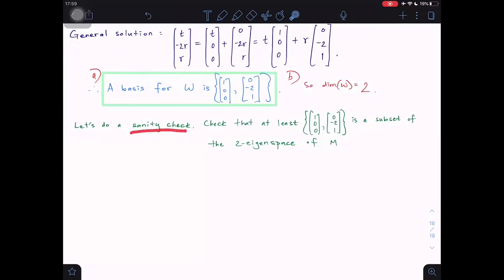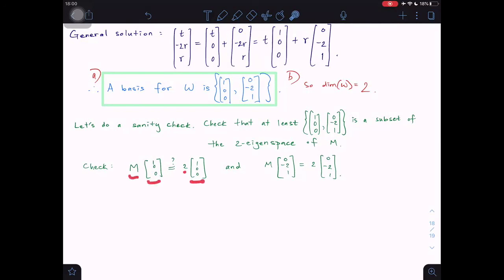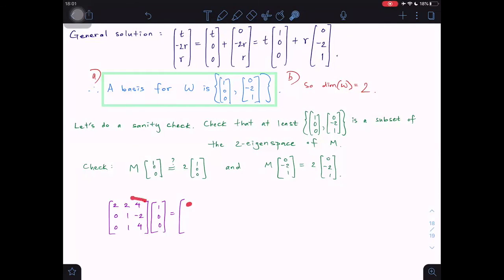Let's do a sanity check. We will check that at least this set that we found is a subset of the 2 eigenspace of our matrix M. Check that M times one of the vectors is equal to 2 times that vector, and also M times the other vector is equal to 2 times that vector. The first entry of this product is the dot product of this first row and the column, which is 2. The second entry is the dot product of the second row and the vector 1, 0, 0, which will give me 0, and the same with the third entry. So this vector is in the 2 eigenspace of M.